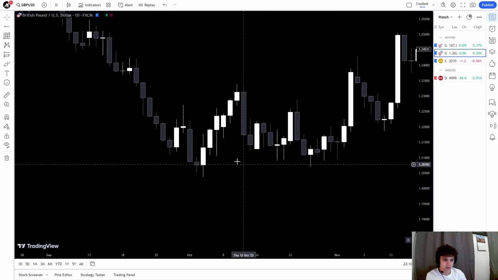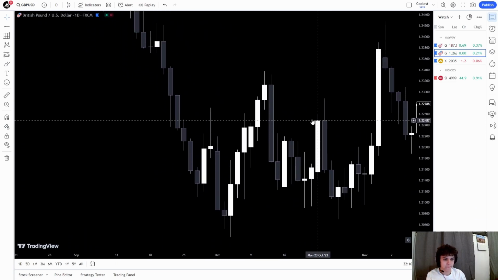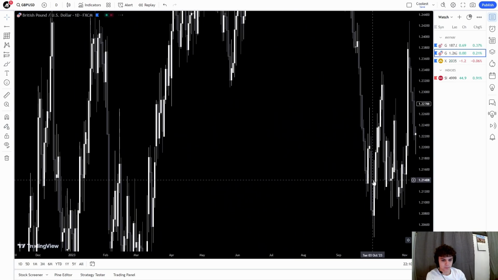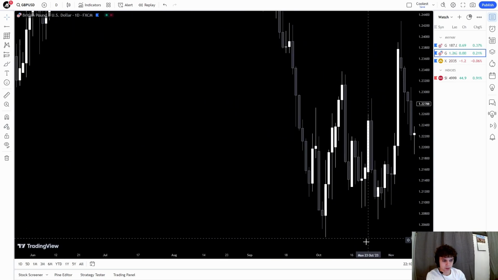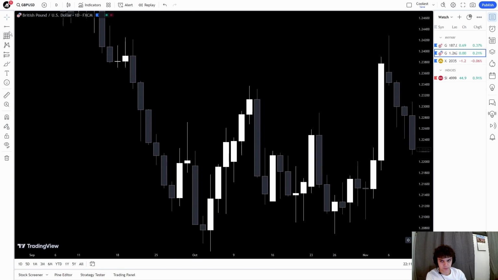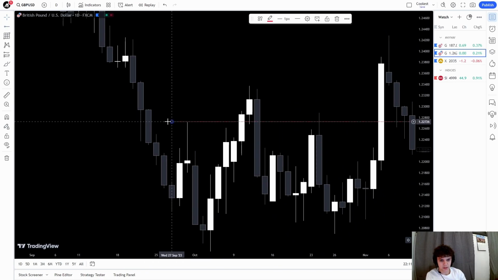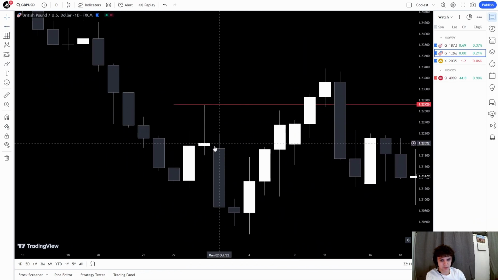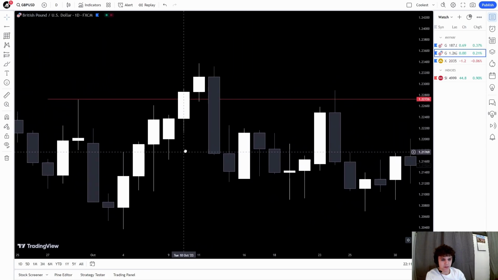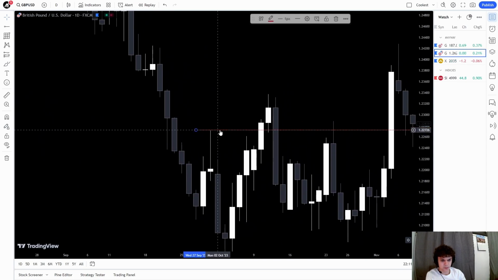So in a downtrend, as you can see again, we make this high. Why is it a high? An up candle followed by a down candle. What happens then? Look.